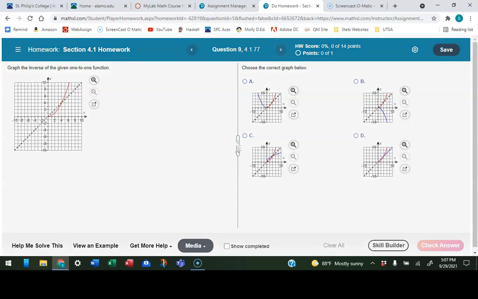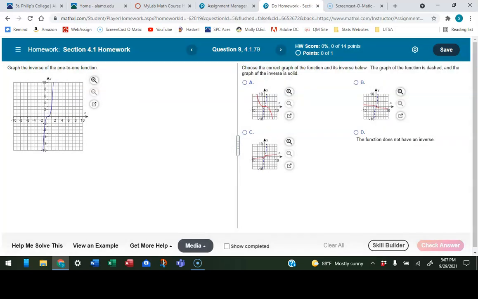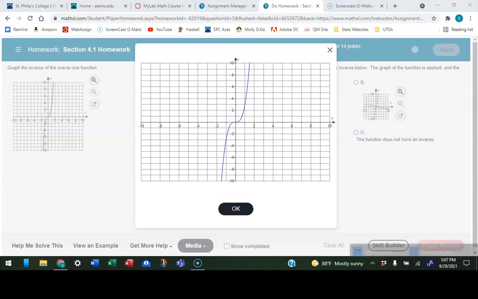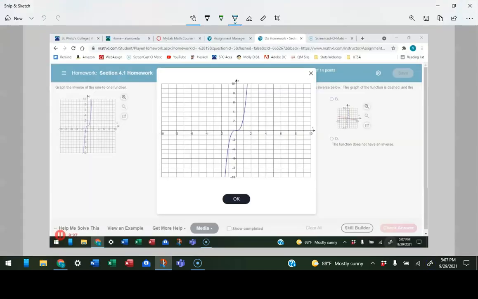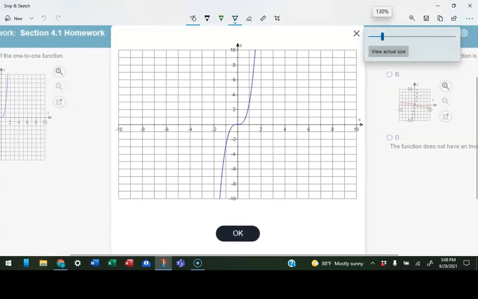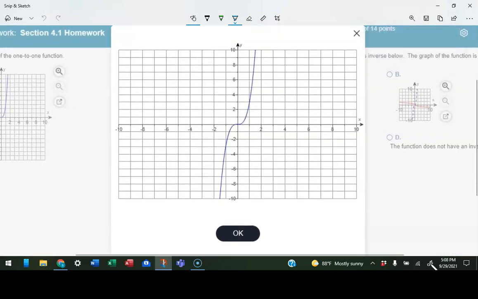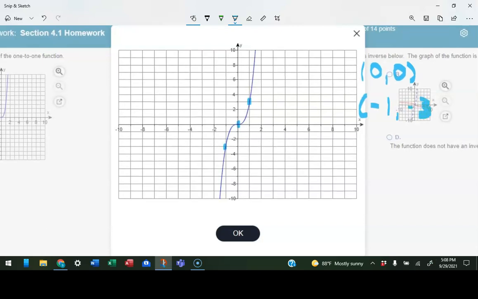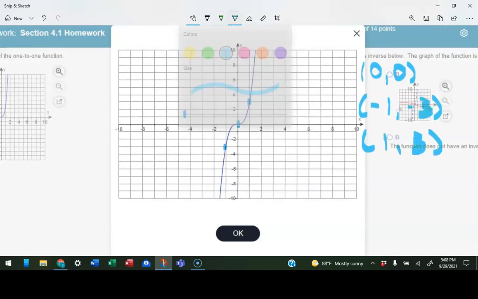All right, so we have another one. I have this, graph the inverse of the 1 to 1 function. So again, I'm just going to find some pretty points, and I'm going to flip-flop them. So what I have so far is, here's a pretty point, here's a pretty point, and here's a pretty point. Okay, so what are those points? 0, 0. And -1, -3, and 1, 3. So I'm going to flip-flop those.